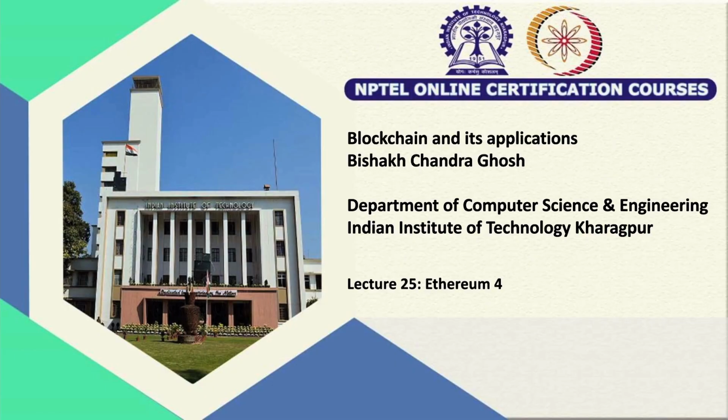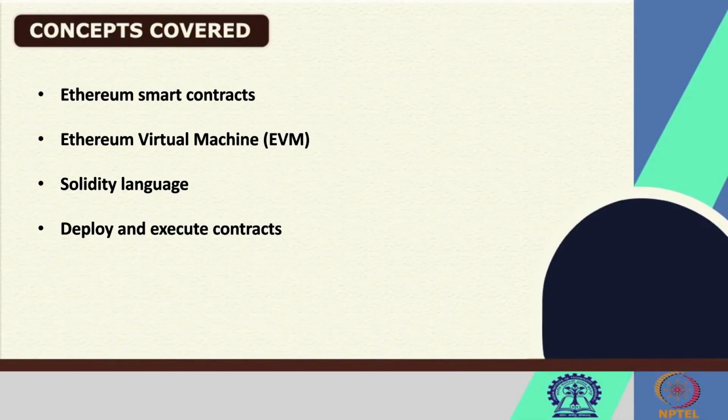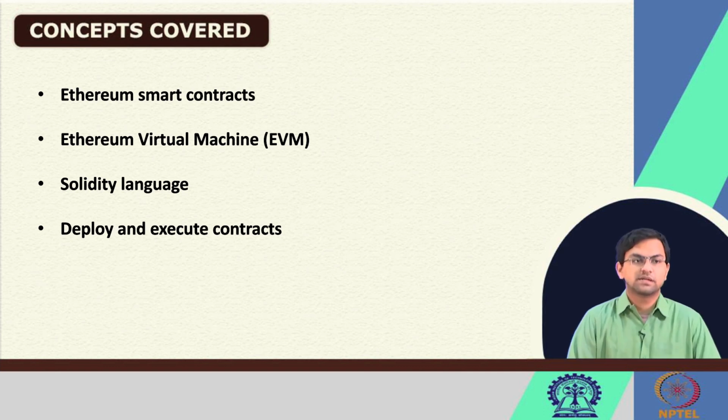So till the last lecture we saw how we can use the Ethereum network and how we can connect to the Ethereum test networks and do some queries and transactions. But in this lecture we will see how we can write some smart contracts. So we will see how to write Ethereum smart contracts and how Ethereum smart contracts are executed through the EVM, which is Ethereum virtual machine.